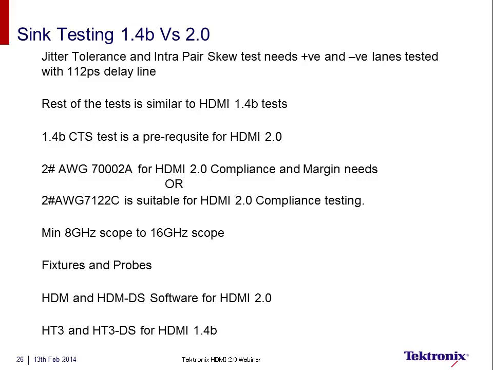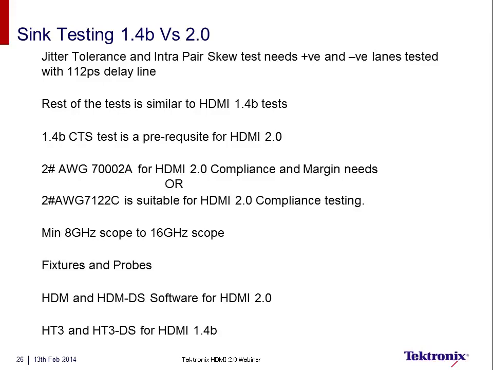The remaining tests, whether it is the differential impedance test or the min-max test, remain very similar to what we did in 1.4b. One thing to note, as stated in the source test discussion, 1.4b CTS tests have to be applied for your HDMI2 sync device because they have to work with devices which are 1.4b. That means backward compatibility is addressed by ensuring that your HDMI 2.0 sync device is tested not only for 2.0 but also for 1.4b.